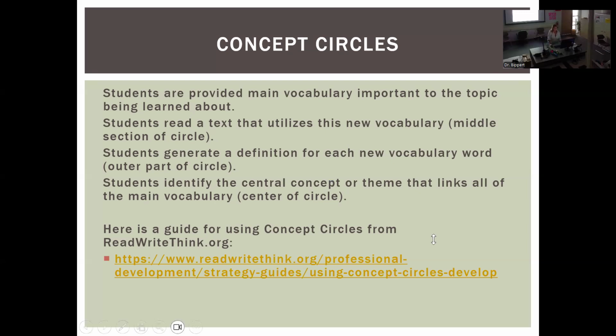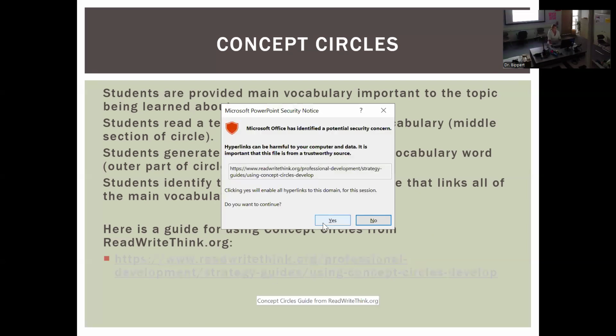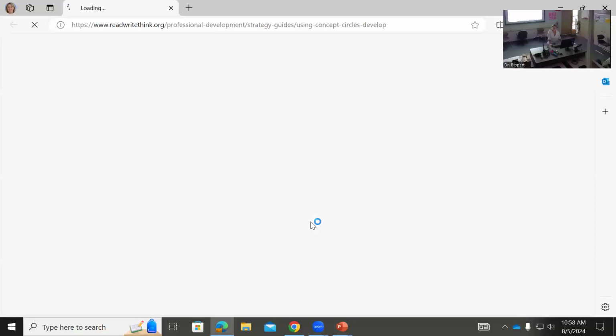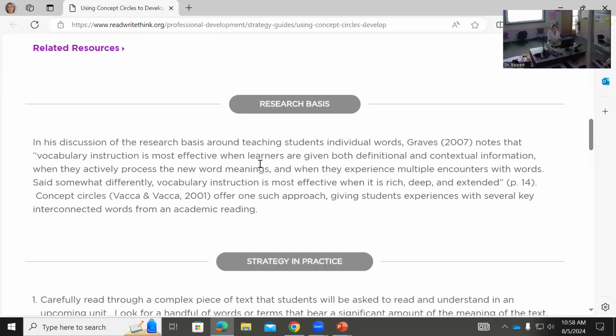All right, so here we have concept circles. Students are provided main vocabulary important to the topic being learned. They read the text that utilizes the word. They generate a definition for each new word, and they identify central concepts. And that's kind of hard to explain, but I hope this link works. It worked last summer. This gives you a better idea of what concept circles are like.